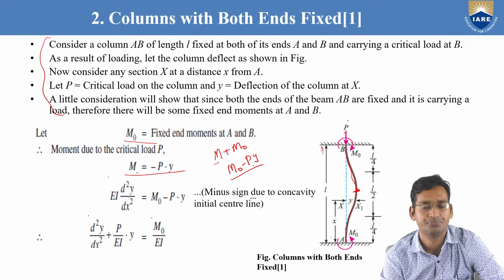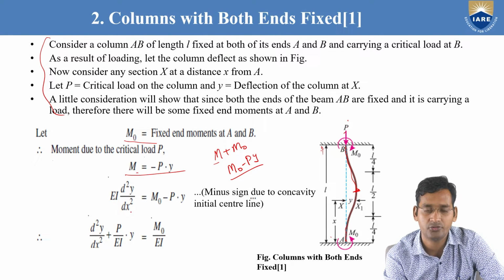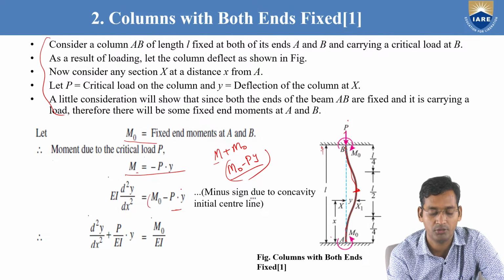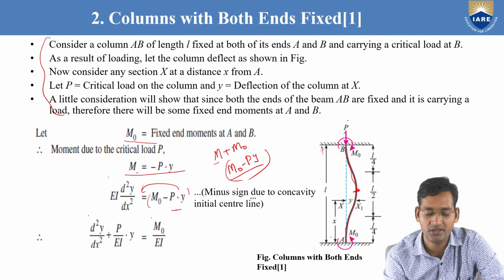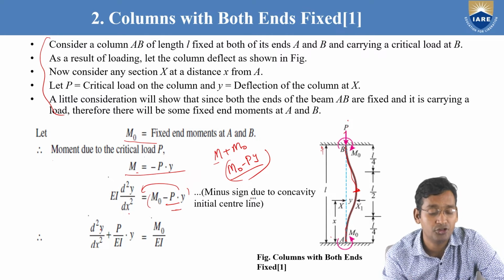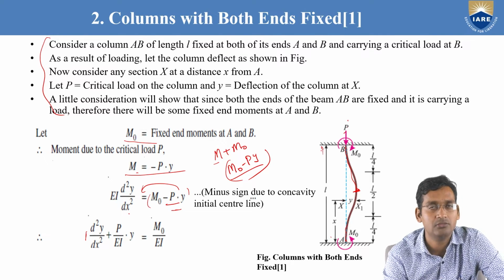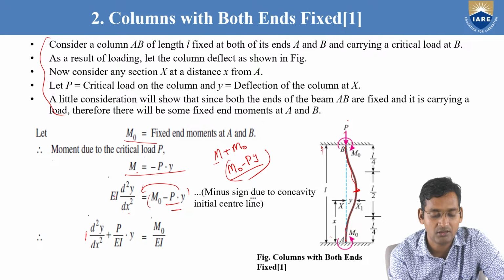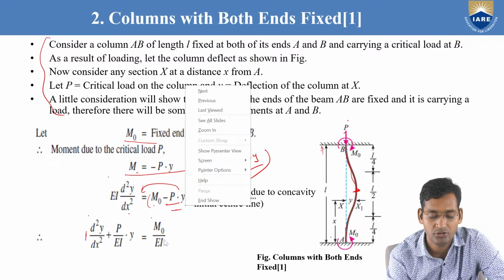Now come to the bending equation. EI d2y by dx square equals M naught minus Py, this total moment value, because this is the total moment. Now take this to this side. So after this, EI d2y by dx square plus Py equals M naught. Now the coefficient of d2y by dx square should be 1, so divide all the terms by EI. After dividing, this EI gets cancelled: d2y by dx square plus P by EI y equals M naught by EI.